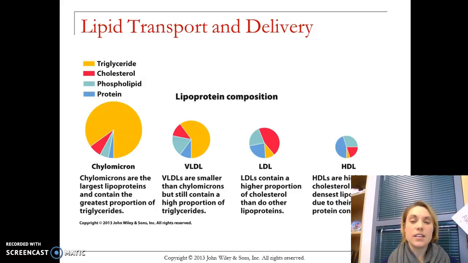So as you can see here, I mentioned before, the lipoprotein composition is really going to affect what the lipoprotein is called. So chylomicrons, as you can see here, contain the largest ratio of triglycerides. VLDL are next up. LDL contains the largest ratio of cholesterol, and HDLs have the highest ratio of protein.